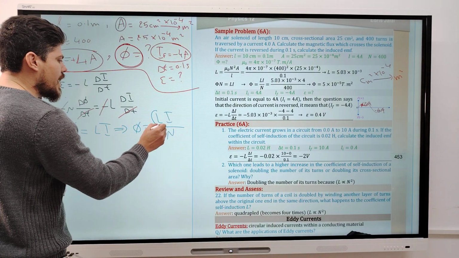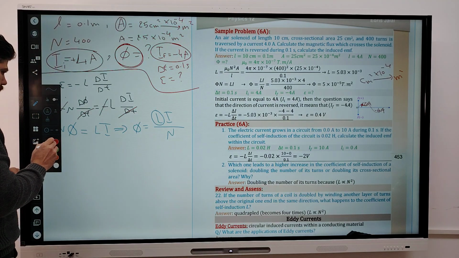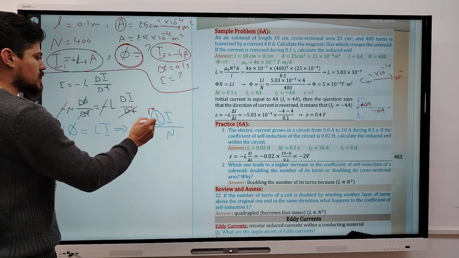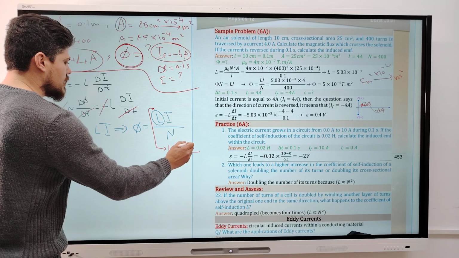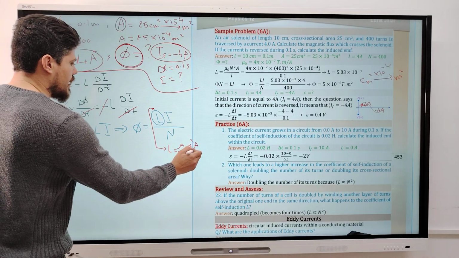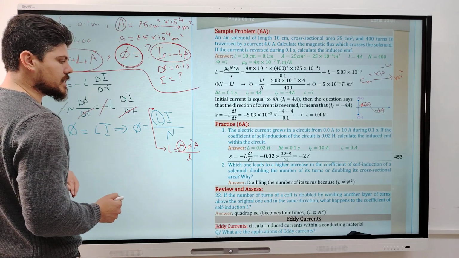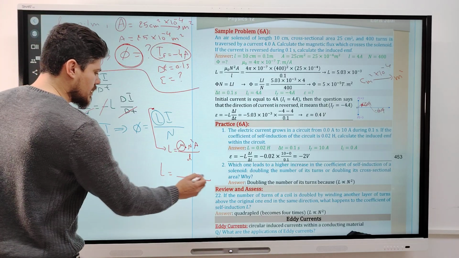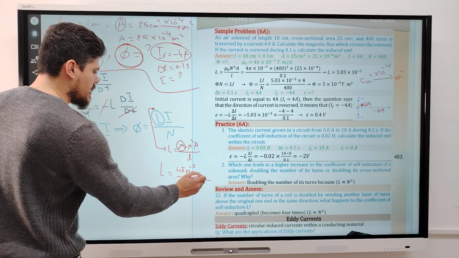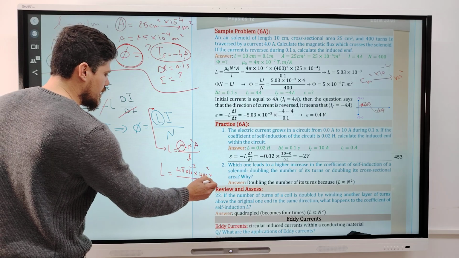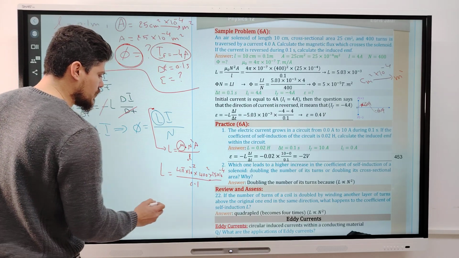Okay? So, do we have L, coefficient of self-induction? No. L is equal to what? Coefficient of self-induction is equal to what? L is equal to mu naught N squared A over l. Do we have mu naught? Yes, constant, 4 pi times 10 power negative 7. N was given 400 squared. Area 25 times 10 power negative 4 over 0.1.